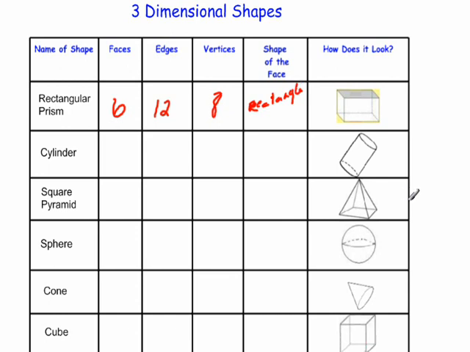Let's look at the square pyramid. It has 5 faces. 1, 2, 3, 4, and the bottom is 5. It has 8 edges. 1, 2, 3, 4, 5, 6, 7, 8. 5 vertices. 1, 2, 3, 4, 5. And the shape of one of the faces is really a triangle.